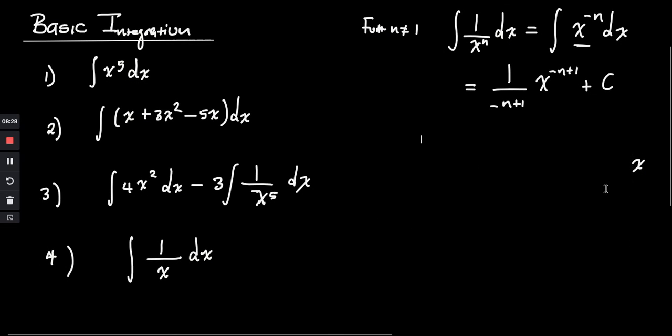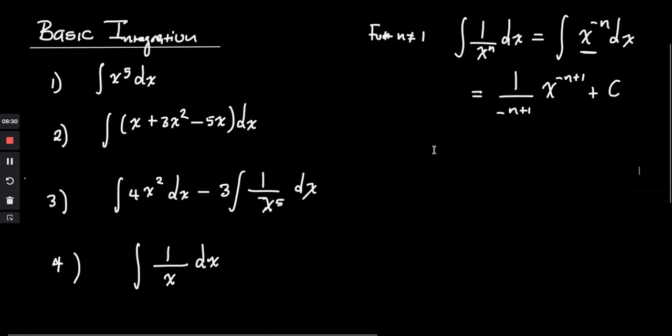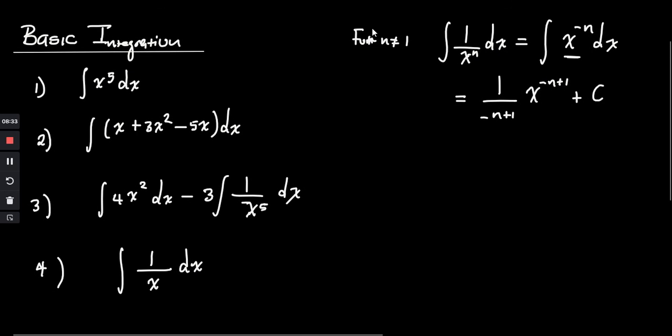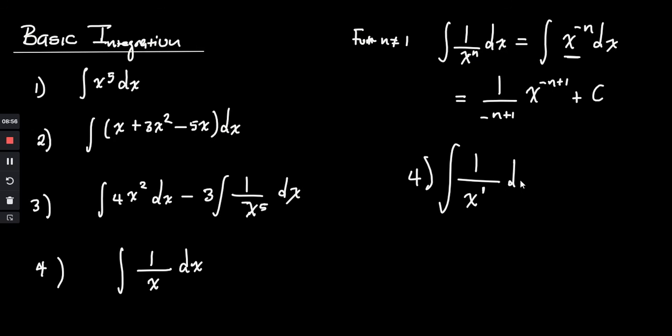Okay, so let's look at the last one. For the formula, I had specified that n cannot be 1, because if it is 1, we cannot really use this formula. So let's look at why it cannot be 1. If it is 1, like the last problem, which is the fourth problem, it's the integral of 1 over x to the 1 dx. So what you can see is that if you do this, you have the integral of x to the negative 1 dx.